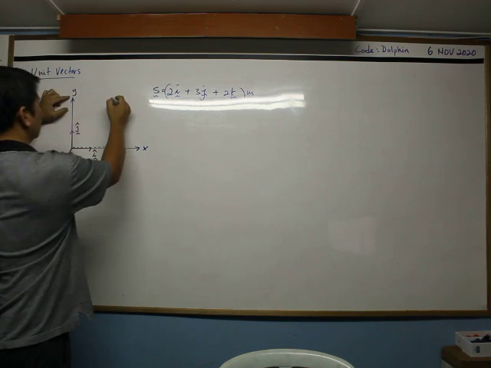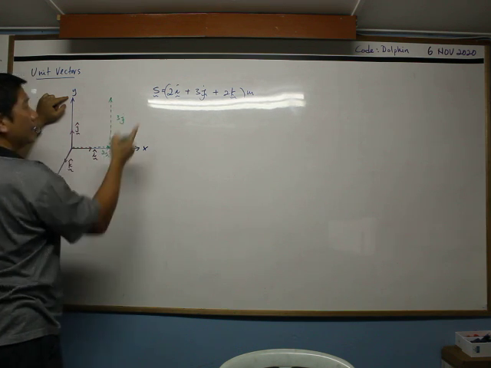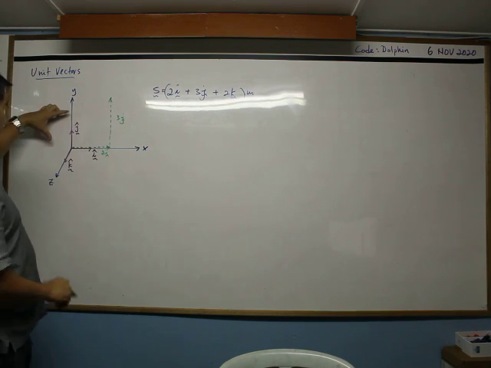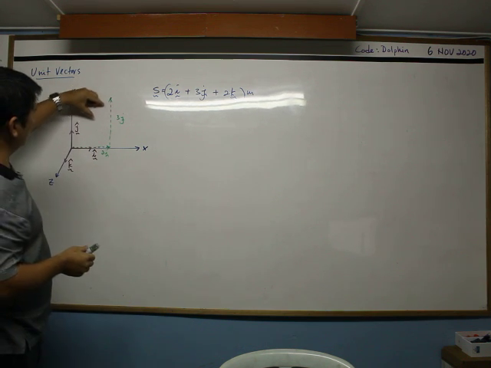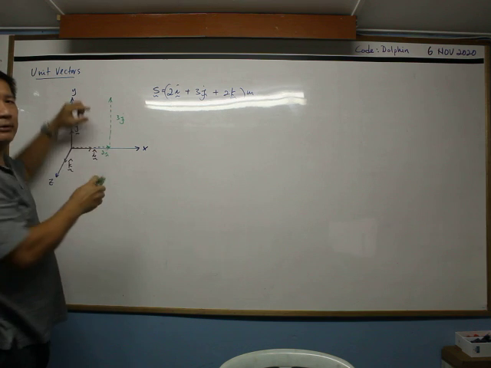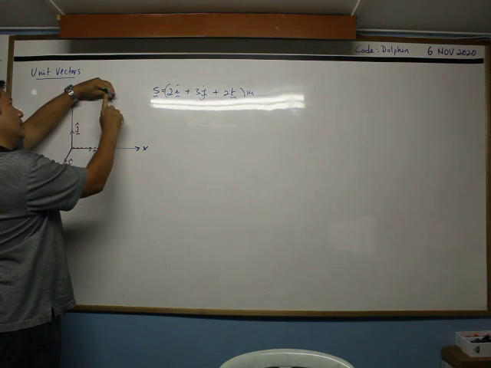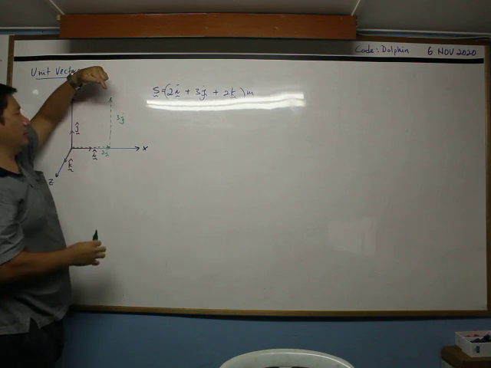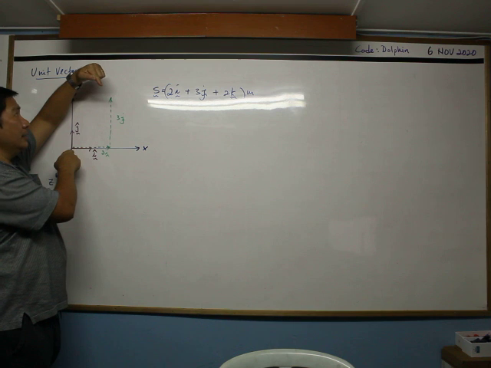Okay, so now this is your 3j, this is the 2i, and then plus another 2k. K is out, okay, out, 2k. 1k is this much, 2k is here. So in reality, it is actually pointing out like that, 2k. One here, another vector here, so somewhere around here. So your vector now is starting from here and up here.